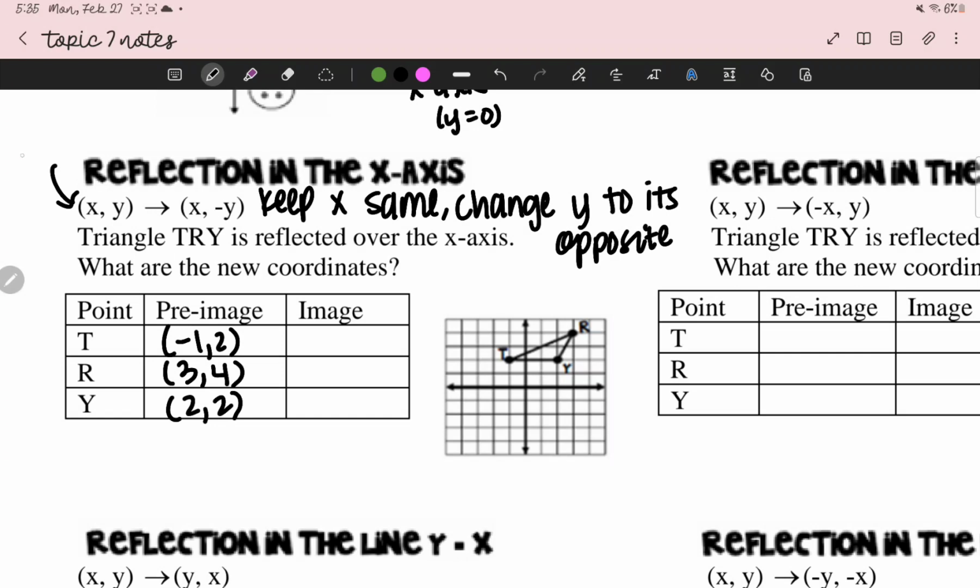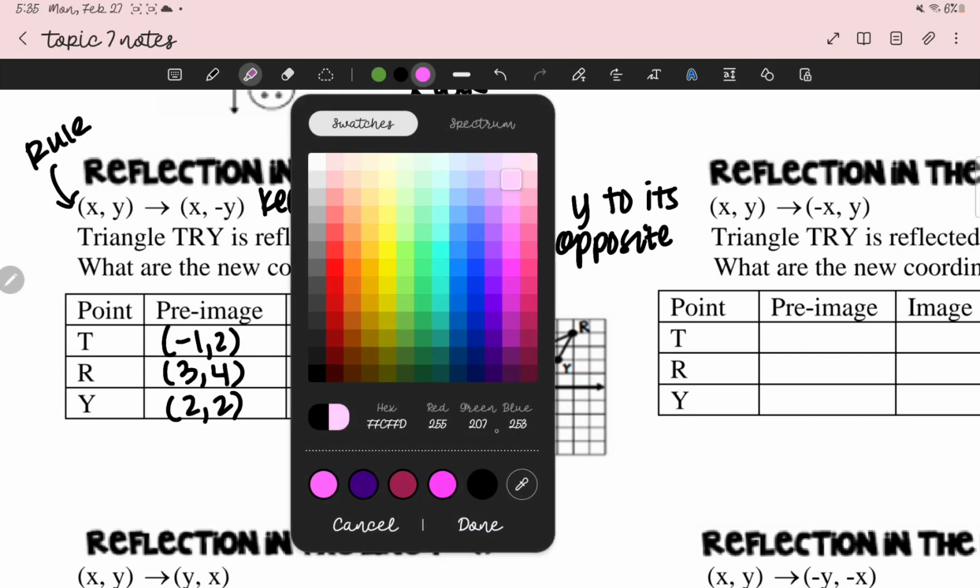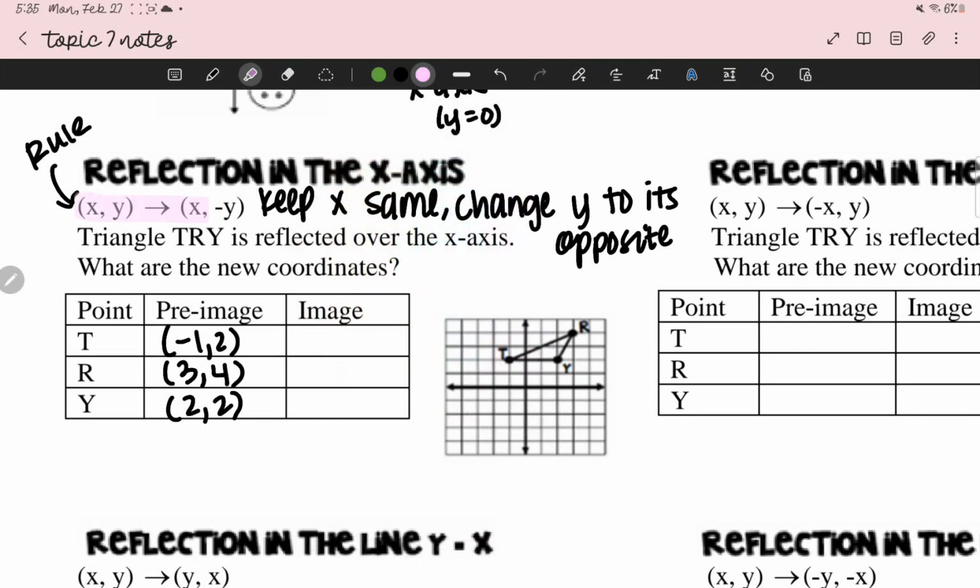All right, so again, this is my rule here. The rule tells me exactly every single thing that I need to know about this problem. It tells me how I'm going from the old, which is the pre-image, our original shape, where it's originally located, to our image, which is our new location.